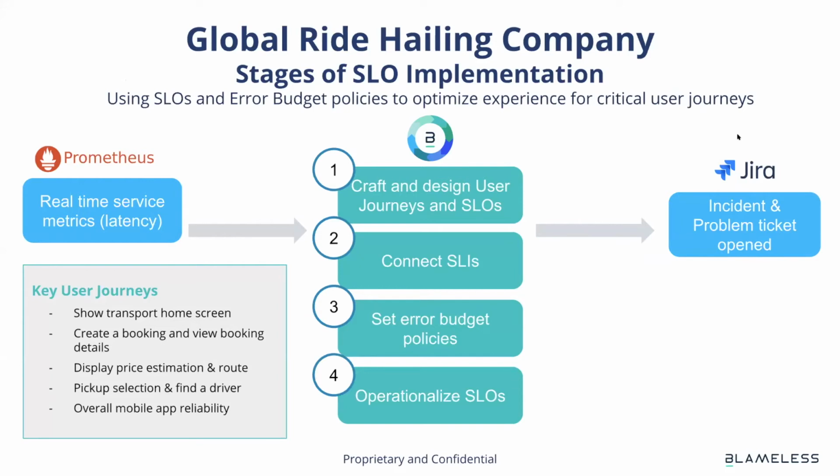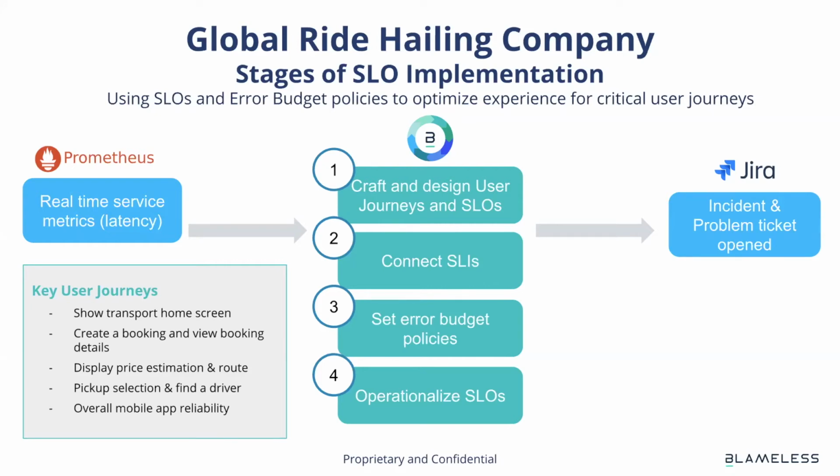So we have a large global ride-hailing company that we did a case study with, and their stack was Prometheus doing all of their real-time service metrics with Cortex sitting in the front. And then what we've done here, we work with them, is crafting and designing their user journeys and SLOs against their product. One of the big things was showing transport home screen. That was huge in terms of customer satisfaction. If they weren't able to do that, or they were able to do that slowly, it immediately affected their actual ARR. It was really something they needed to track critically early and often.